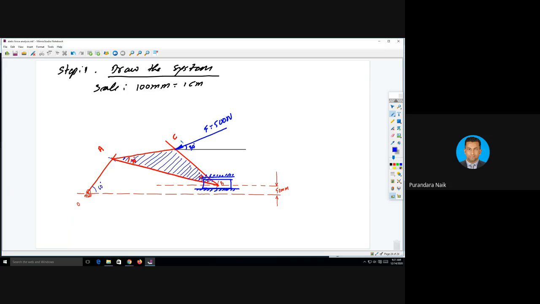And we need to give the numbers to the links. Link number 1 is here. This is link number 1. Link number 2 is a crank. This is link number 3. And the piston is link number 4. Okay. So link number 2, link number 3, link number 4. 1, 2, 3, 4.